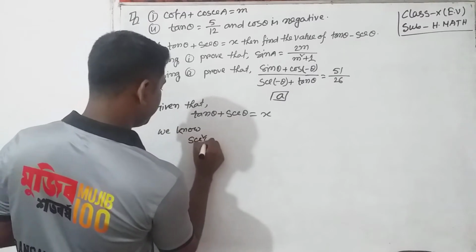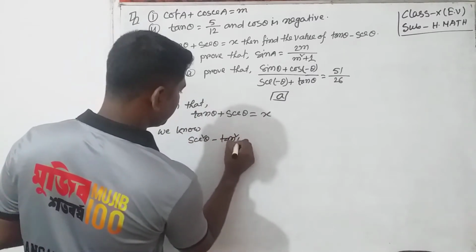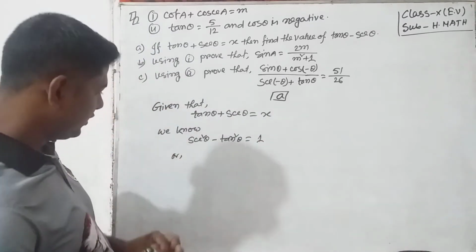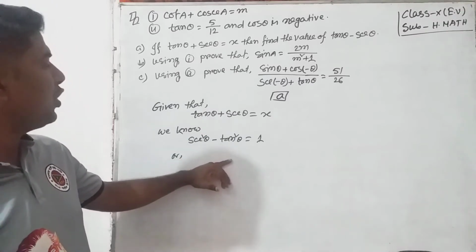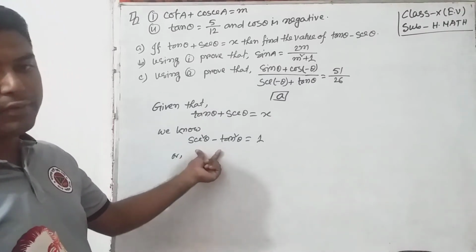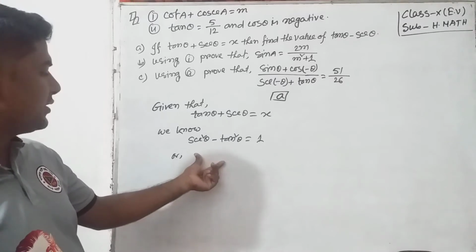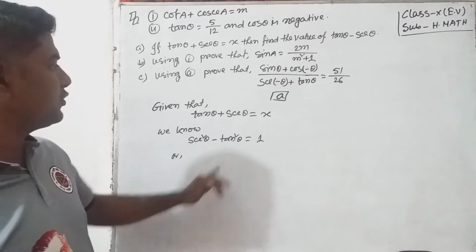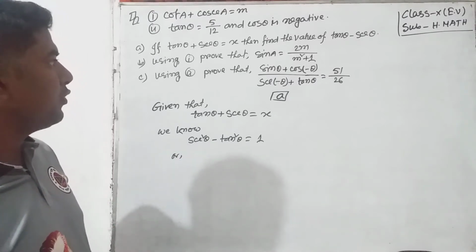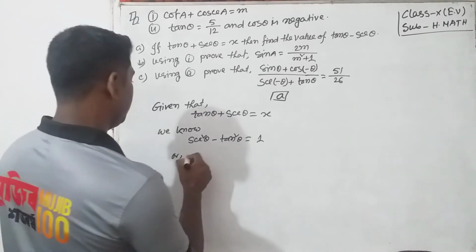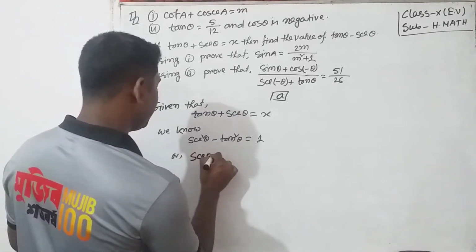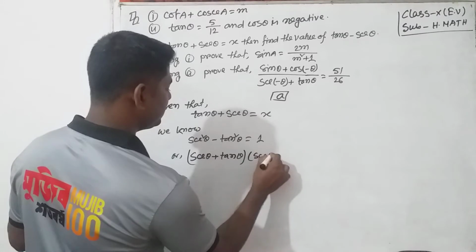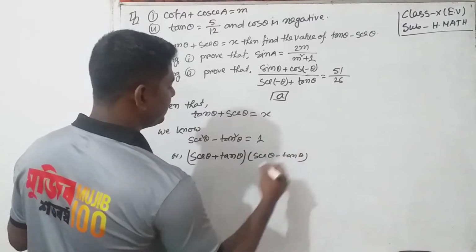sec square theta minus tan square theta equal 1. So we can apply. We know sec square theta minus tan square theta equal 1. And now it is another formula, a square minus b square, so we can write it a plus b into a minus b. That means we can write sec theta plus tan theta into sec theta minus tan theta equal 1.